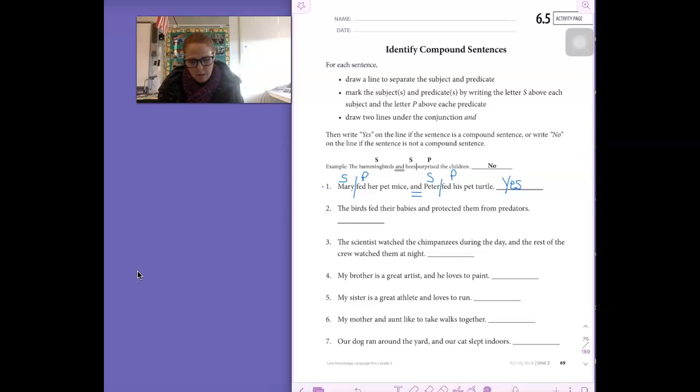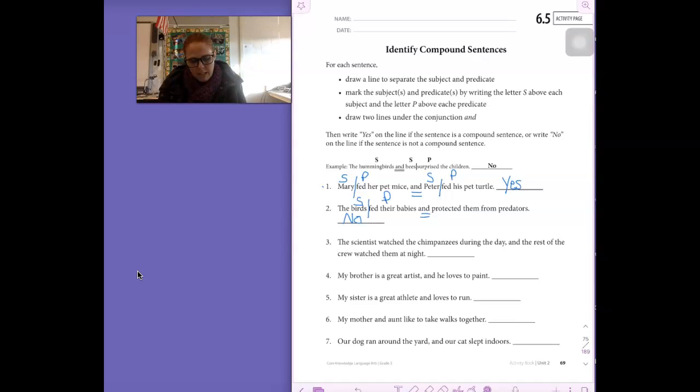Number two, the birds fed their babies and protected them from predators. So I see a noun here. I see the word and. This is the subject. Fed their babies and protected them from predators is all the predicate. There's two verbs in that sentence. That's the predicate. It is not a compound sentence, so we're going to put no.